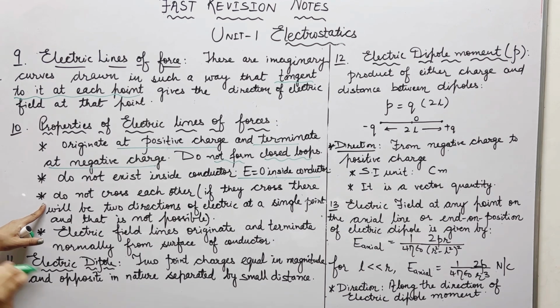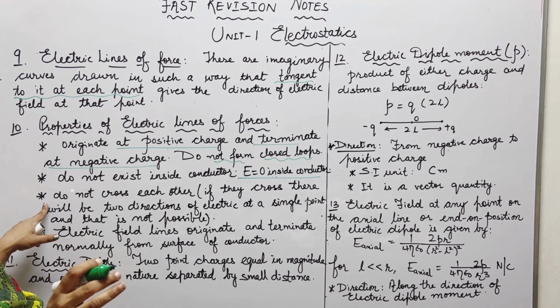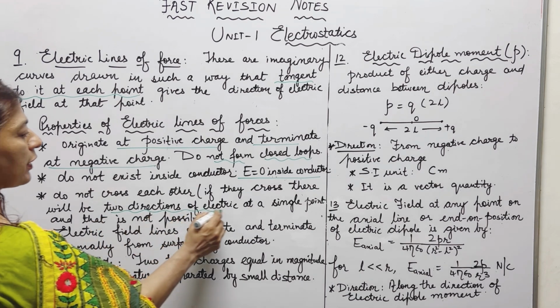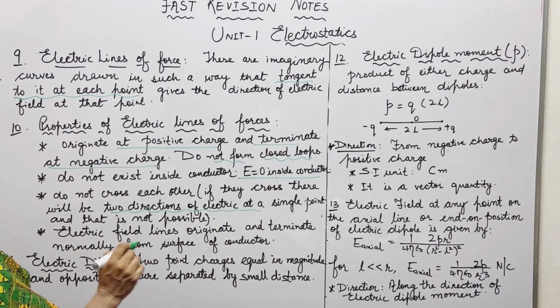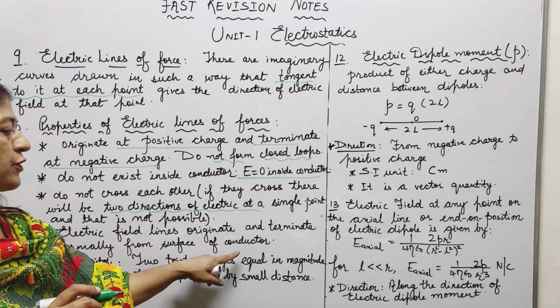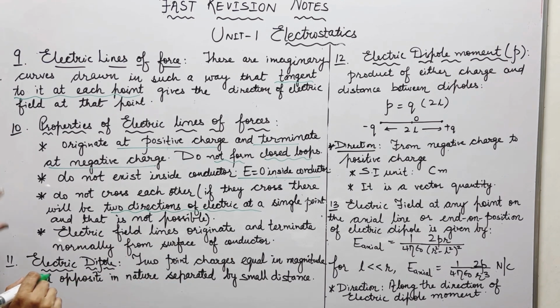They do not cross each other. In case they cross, then at the same point there will be two directions of electric field, and that is not possible. So they do not cross each other. Electric field lines originate and terminate normally, in the normal direction, from the surface of the conductor. So these are the properties.